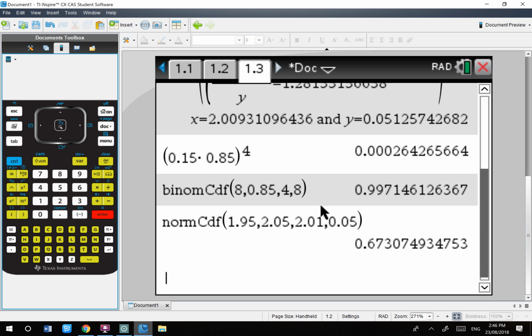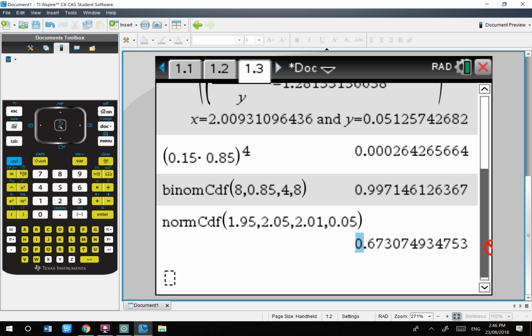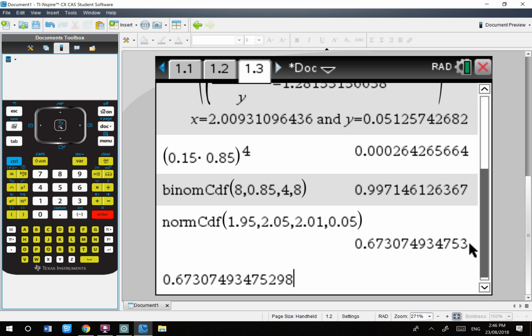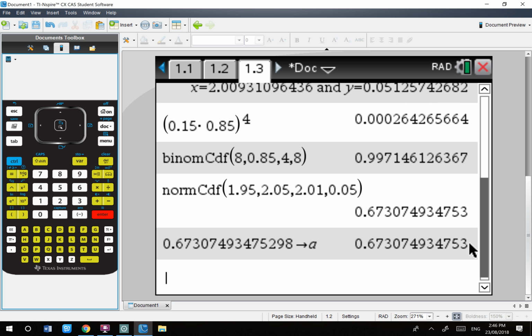I work out this by using calculator. This is my actual rate. So I will save this one. I will copy this down. Well, I want to leave more decimal places, so I use Ctrl VAR to define that. I give a name A here. Okay, A represents this number now. That is my successful rate.